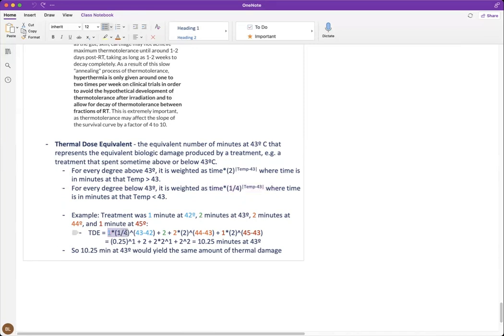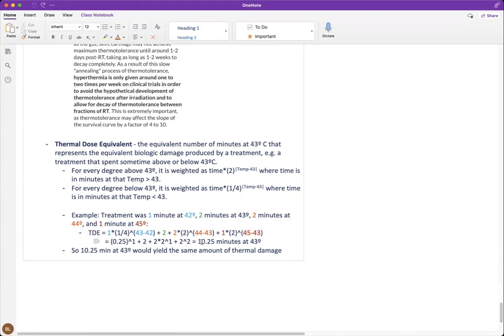So I have 1 minute times 1/4 raised to the 43 minus 42. And then at 43 degrees, my thermal dose equivalent is 1. So I had 2 minutes at 43 degrees. And then I had 2 minutes at 44 degrees. So now I'm using this formula because I'm above 43 degrees. So I have 2 times 2 raised to the 44 minus 43. And then I had 1 minute at 45 degrees. So 1 times 2 raised to the 45 minus 43.